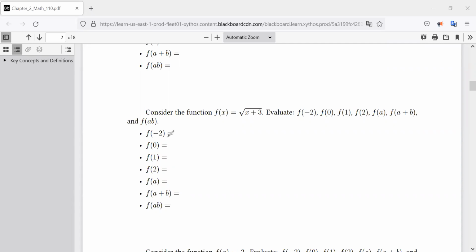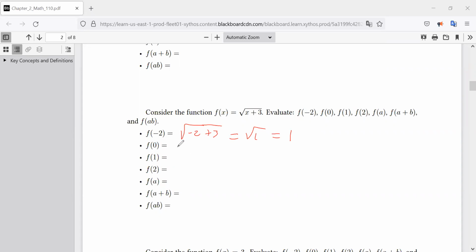Someone want to tell me what f of -2 would be? Would it be the square root of -2 plus 3? So it would just be the square root of 1? Exactly. And the square root of 1 is? 1, right? Just regular old 1.